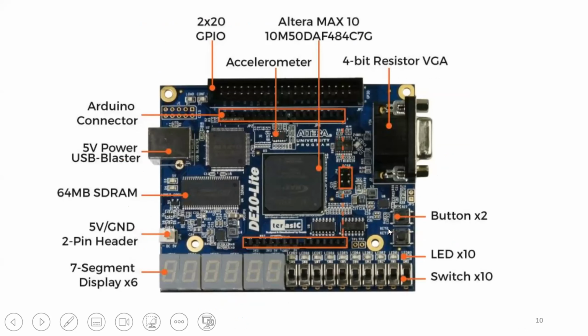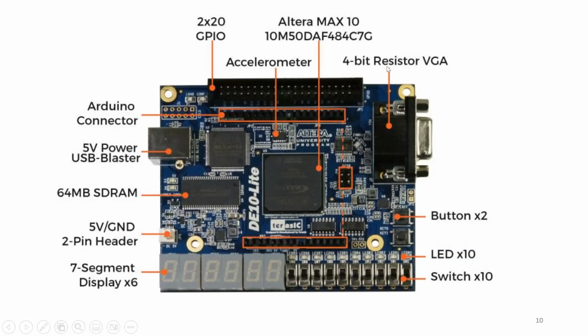And this is the board you have. What do we have on it? Of course, this is the Altera Max 10. This is my brain. This is my static RAM here. And I have here the 5-volt power USB blaster. This is my USB connection, connected here.